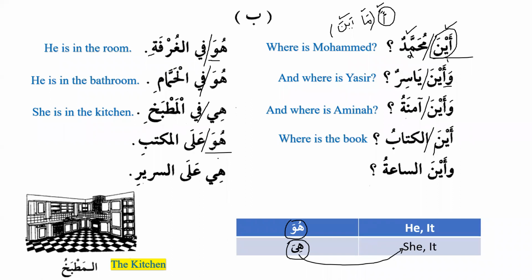Maktab is desk. It's not a library. It's a desk. So maktabatun with ta marbuta is a library. Huwa ala al-maktabi. It is on the desk. Excellent. Okay. Wa ayna as-sa'atu? And where is the watch?